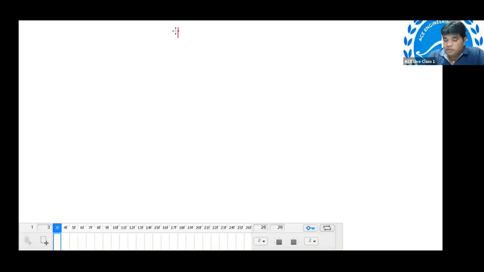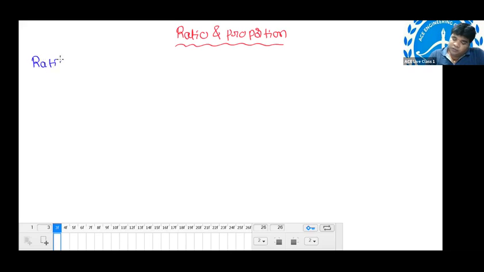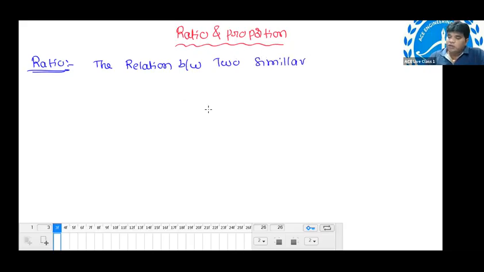Next topic, ratio and proportion. Ratio meaning the relation between two similar quantities. The relation between two similar quantities is called ratio.